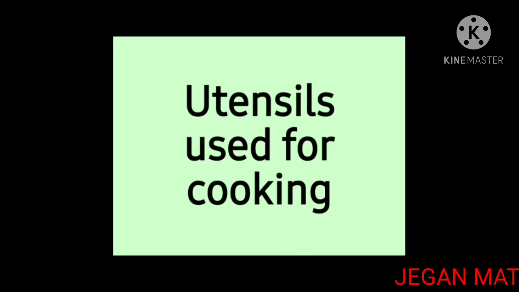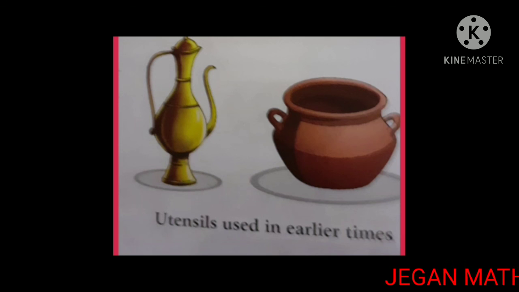Next, we are going to learn about utensils used for cooking. Utensils are the vessels used in household for cooking, storing, preserving and various other purposes. In earlier times, utensils were made of various materials such as clay, stone, wood, copper, bronze, silver, gold, etc. The selection of the material depended mostly on the purpose for which the utensil was used.